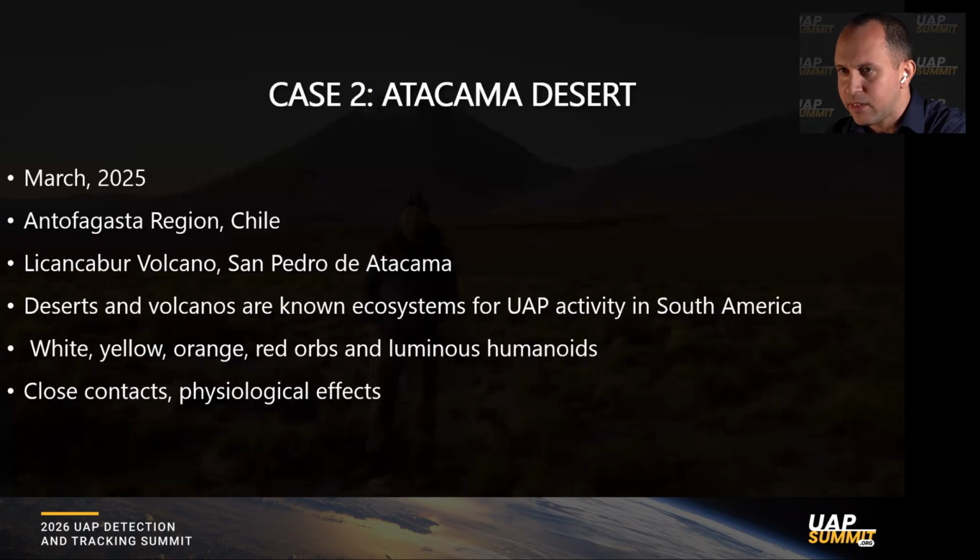Case 2, Atacama Desert. It was in March 2025, Antofagasta region in Chile, at the Licancabur volcano in San Pedro de Atacama. Deserts and volcanoes are not ecosystems for UAP activity in South America. There, people witness white, yellow, orange, red orbs, and also luminous humanoid beings floating close to the ground. In this situation, we had close contacts and physiological effects.